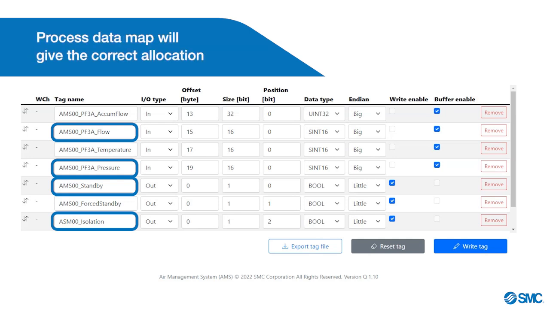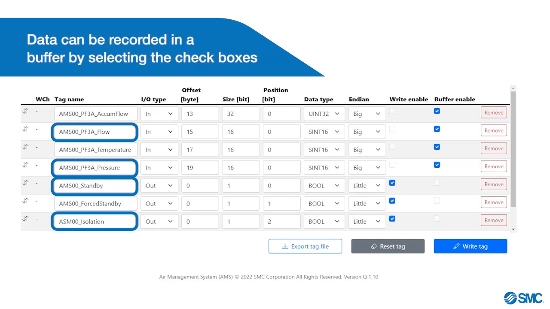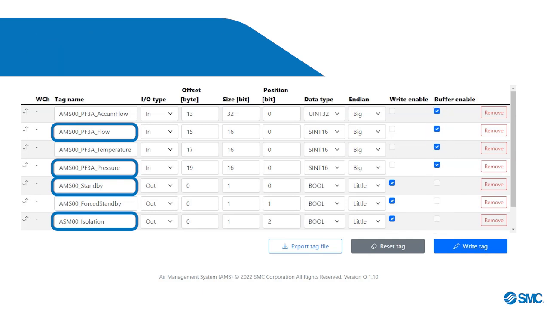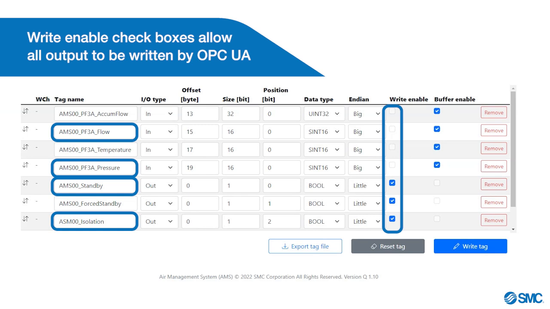We will refer to the process data map in the operation manual for the correct allocation. When selecting the data required, we have the option to record this in a buffer. Ticking the checkboxes allows for data to be stored in the configured buffer for faster sampling rates. The write-enable checkboxes will allow any outputs to be written by OPC UA.